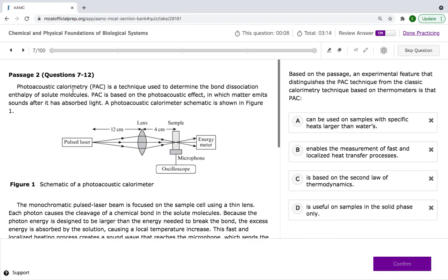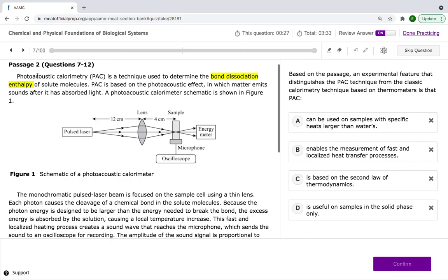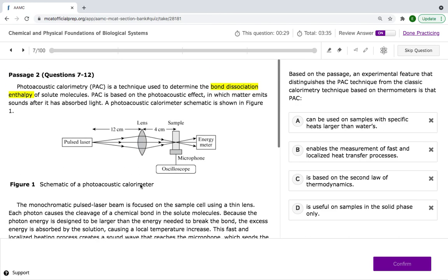Photoacoustic calorimetry is a technique used to determine the bond association enthalpy of solute molecules. All right, I've never seen PAC before. I have no idea what PAC is. I don't even know why they brought it up, but I'm highlighting this part here because it literally just tells me what is going on. If I understand this, then all this will probably be a little easier.